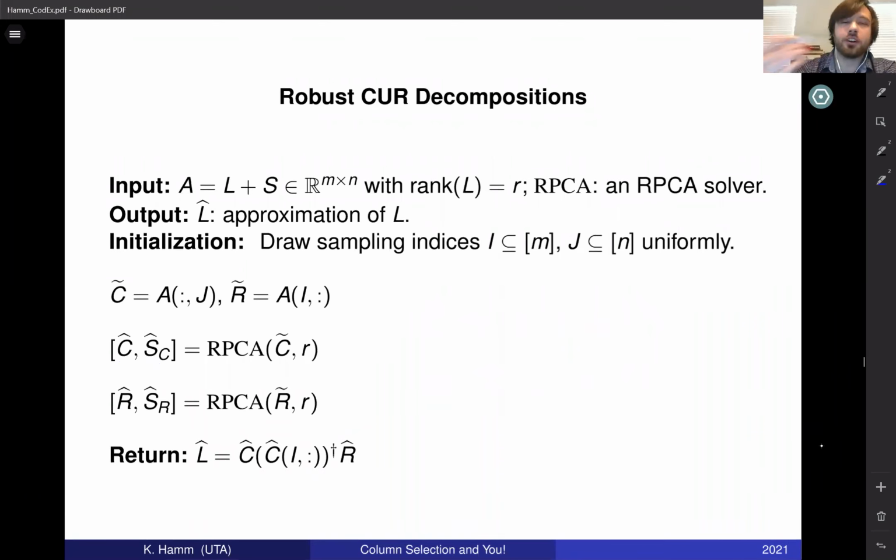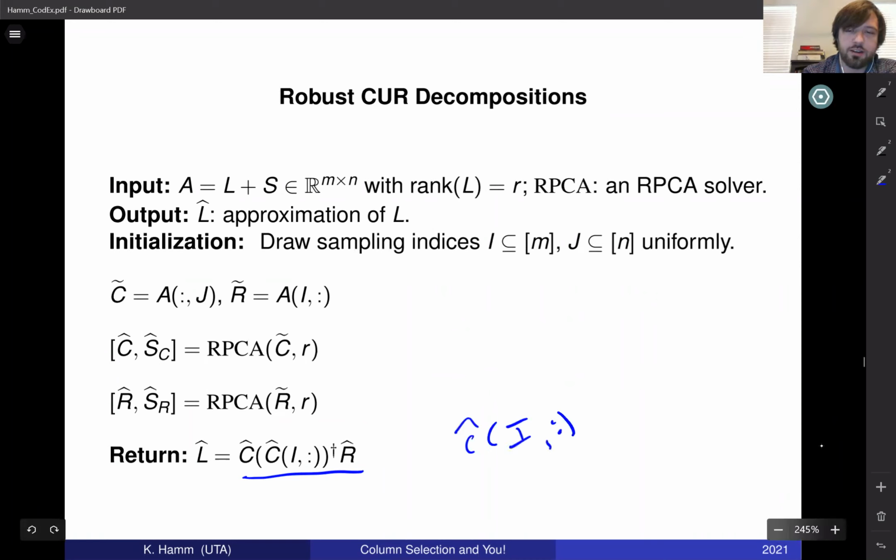And then I'm going to return a CUR decomposition or CUR approximation of L by using the version where I take, now, C hat I here should be L hat IJ, right? So this is the case where I take the intersection.